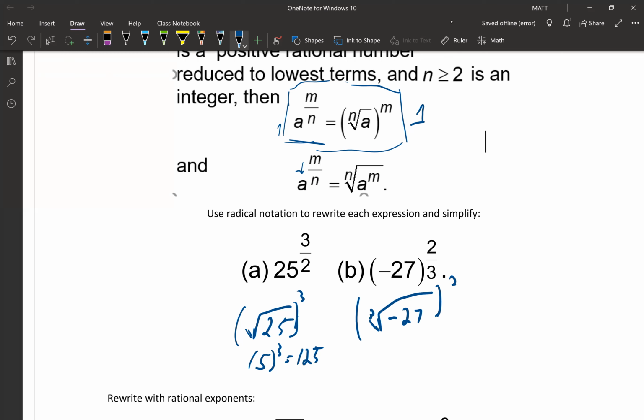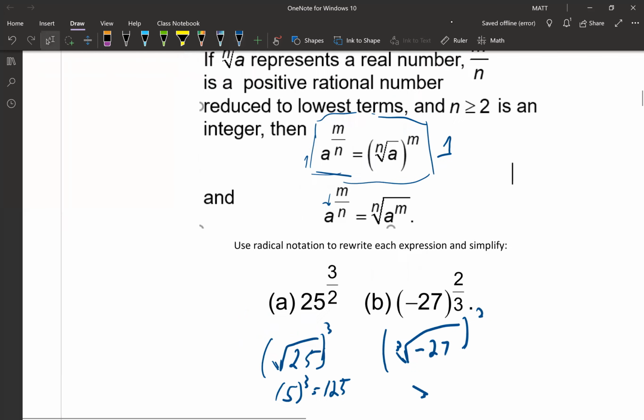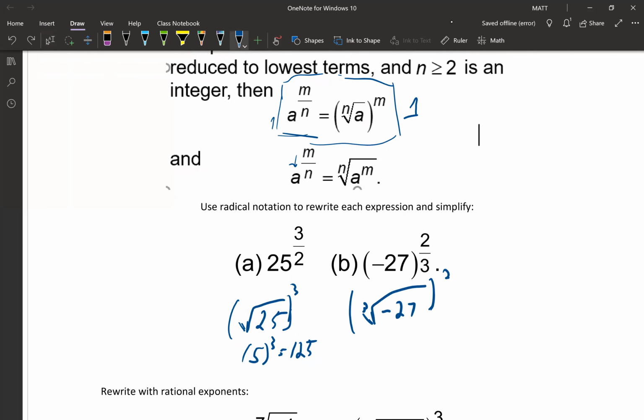So the third root of negative 27 should be negative 3, and that's still squared. Negative 3 squared, so that's negative 3 times negative 3, is a positive 9. Okay. So most of the time in math, you'll see that first one come up a lot more, but it's the exact same thing as this one. They're both equivalent.